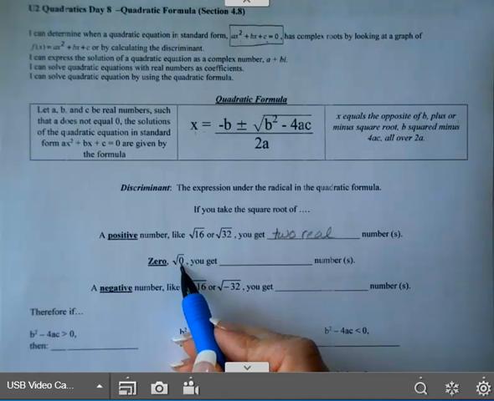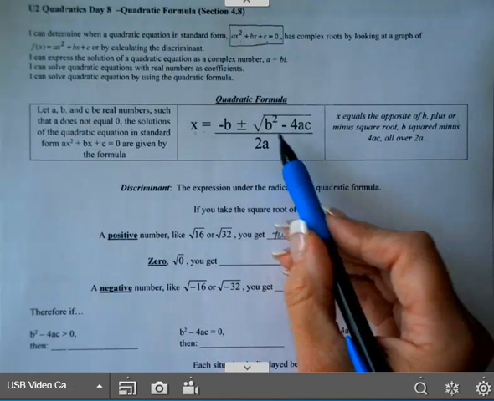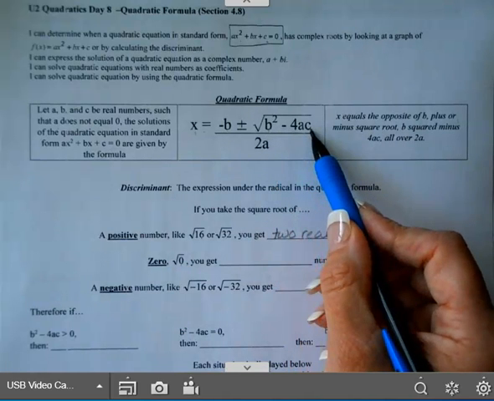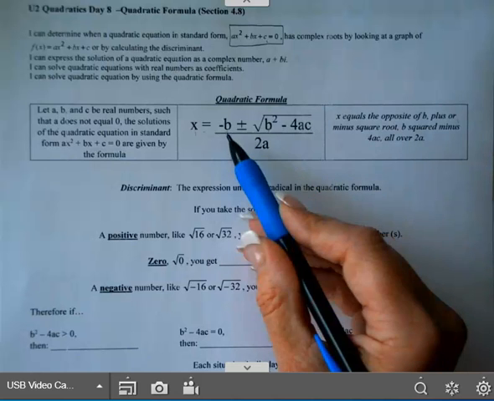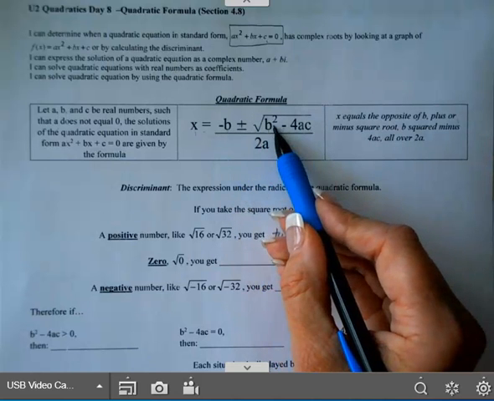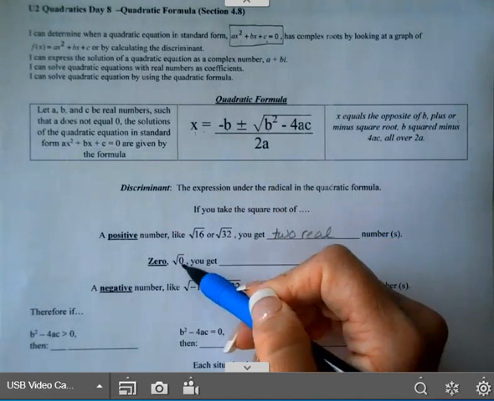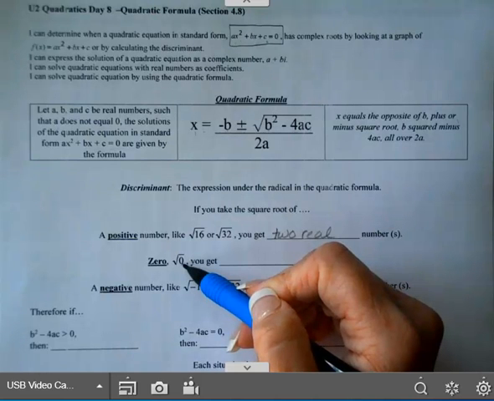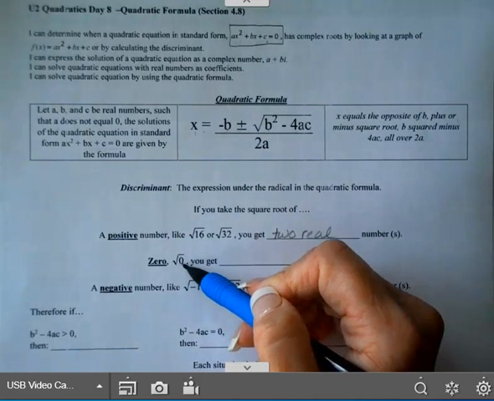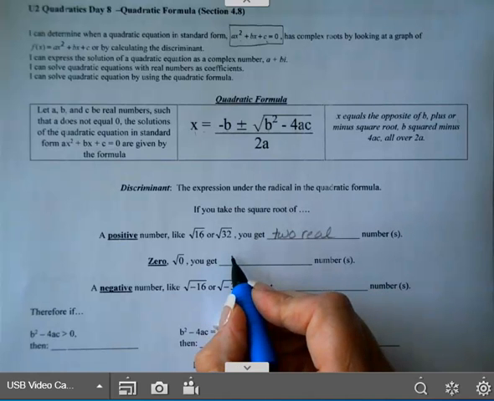If you have 0 under the radical, so if the b squared minus 4ac equals 0, negative b plus 0 and negative b minus 0 are the same thing. They're both negative b. So if your discriminant is 0, then you'll have just negative b over 2a. So you'll only get 1 real solution.